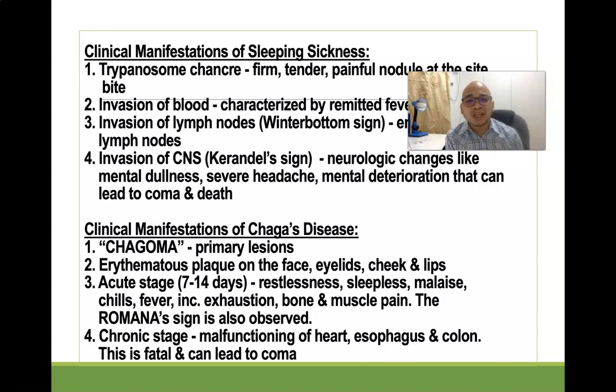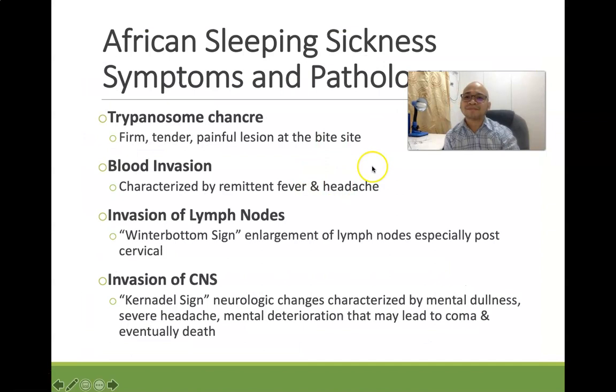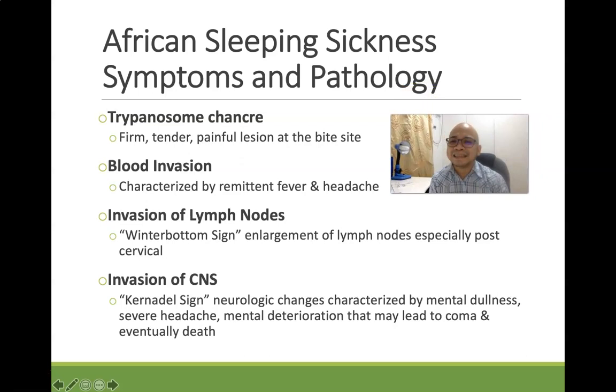Now, Romana sign is observed. Remember the Romana sign? In Romana sign, there would be edematous effusion of the eyelid. And then chronic stage, malfunctioning of the heart, esophagus, colon. This is fatal and may lead to coma. So, the African sleeping sickness pathology, again, I think this has already been discussed from the previous slide. Okay. And lab diagnosis.